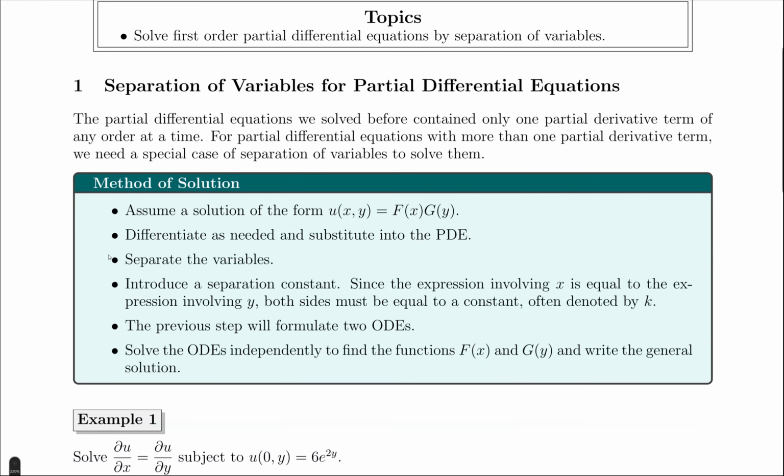Number one, we're going to start by assuming a solution of the form u of x, y equals a product function, the product between a function of x and a function of y. But in other cases, like the ones that we may see later, it can also be a function of x and a function of time, a function of t.